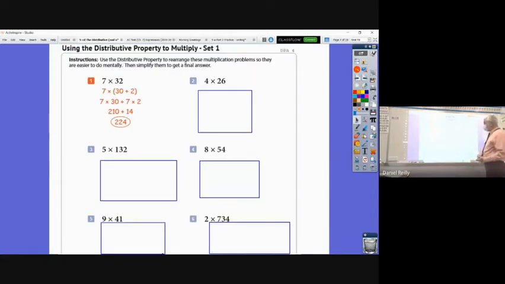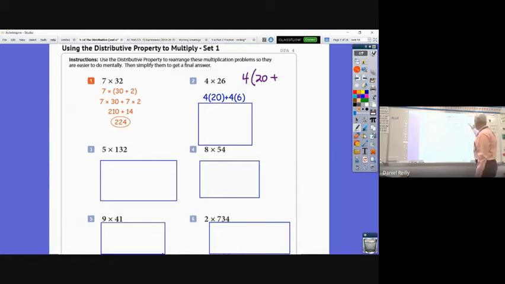Well, what about this problem? 4 times 26. Well, I can break this problem up and make this a distributive property problem, right? 26 is the same as 20 plus 6. So I could split this up to make this 4 times 20 plus 4 times 6, which really is the distributive property, like that. Okay, this is how I do 4 times 26 in my head.